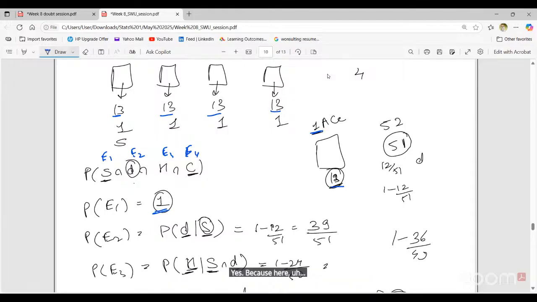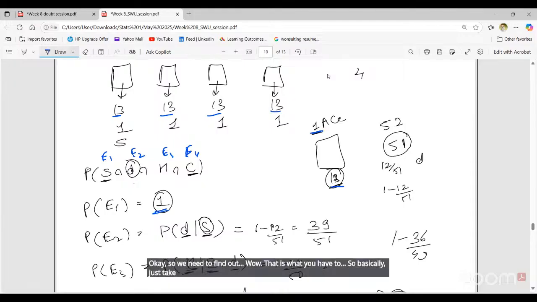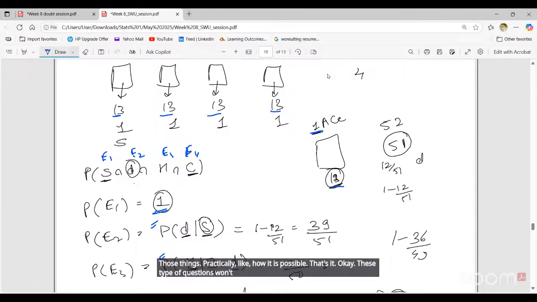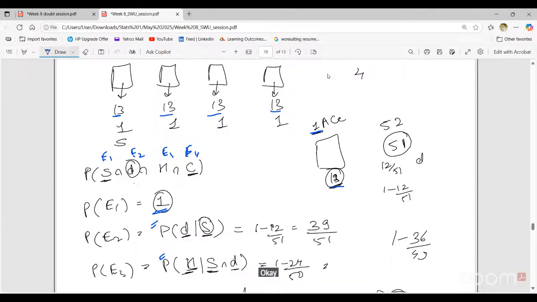So basically just take the conditions only. Practically, how it is possible, that's it. These types of questions won't come, so just don't worry about it. Okay, ma'am.